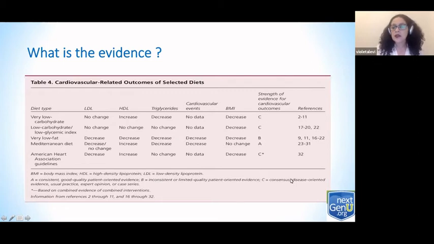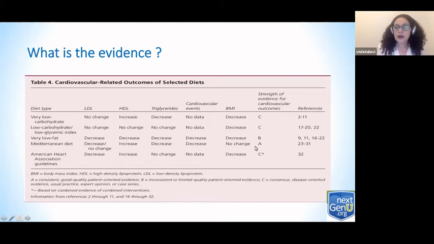It's consensus, disease-oriented evidence, expert opinion, but the best quality, good consistent quality, is with the Mediterranean diet, which decreases or does not change low density lipoproteins, but increases the high density lipoproteins, that is the good cholesterol, decreases the level of triglycerides, and decreases cardiovascular events.